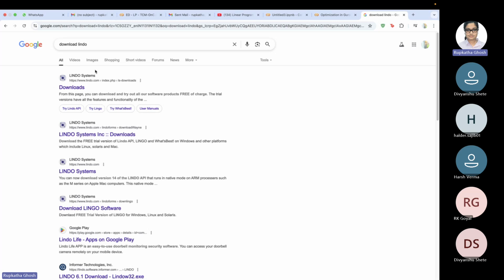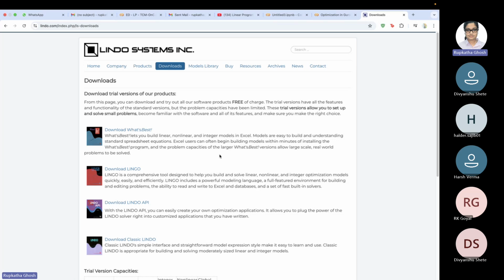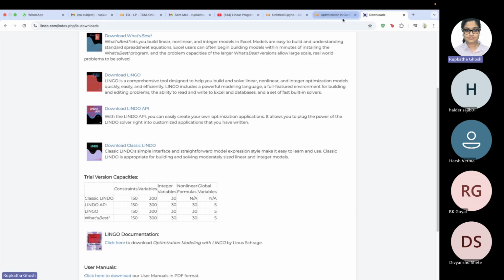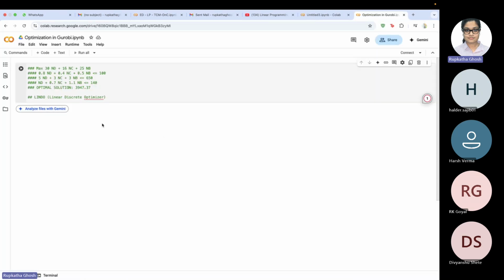So for all of you, what you can do is simply search and download Lindo. In the first search result only, you will have this page of downloads. You can simply go to download classic Lindo and then just download the software. The only problem is, since you will be getting a trial version if you're not associated with any sort of institute, in the trial version you will be allowed only up to 300 variables and 150 constraints. So what we are doing today is we are simply going to do it in Python. I have chosen Google Colab because it is very easy to use. Instead of Jupyter and Anaconda and everything, everything will work here.